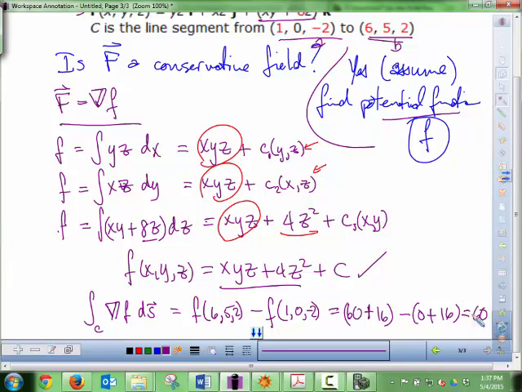So we got the same result as what we got in our line integral, as we should expect, because this is the shorter way of doing it. So you're finding the antiderivative. Okay? Questions? Yes?